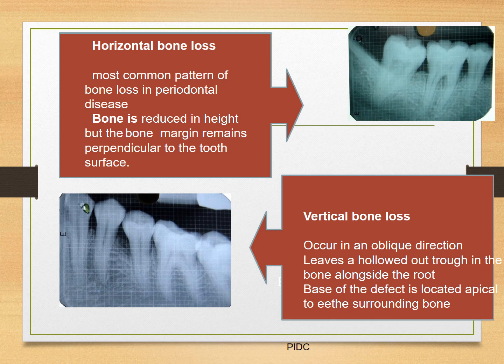First comes horizontal bone loss. That is the most common type of bone loss you can see in periodontal disease. It is reduced in height, but the bone margin remains perpendicular to the tooth surface. It is almost horizontal and perpendicular. And this one is vertical bone loss. You can see an angular bone defect, where the bone loss is in an oblique direction. It leaves a hollowed-out trough in the bone alongside the root, and the base of the defect is located apical to the surrounding bone.